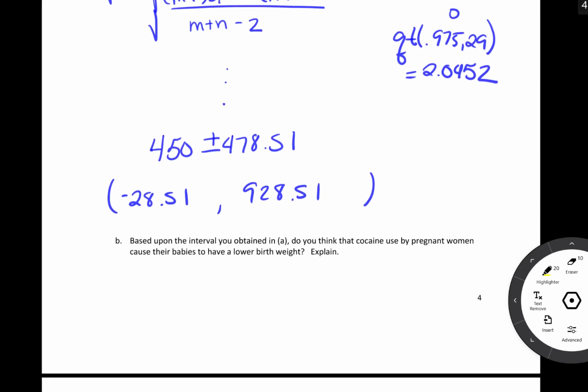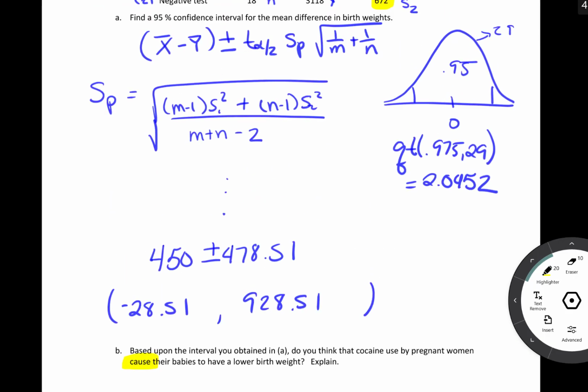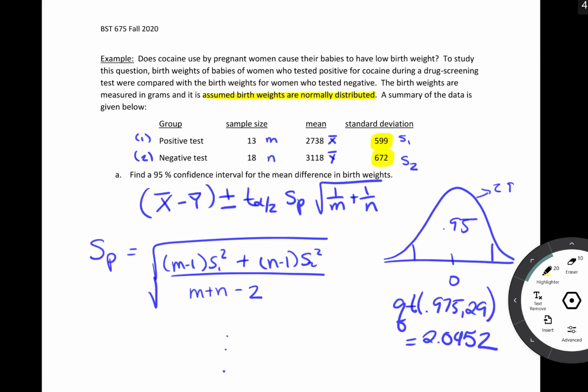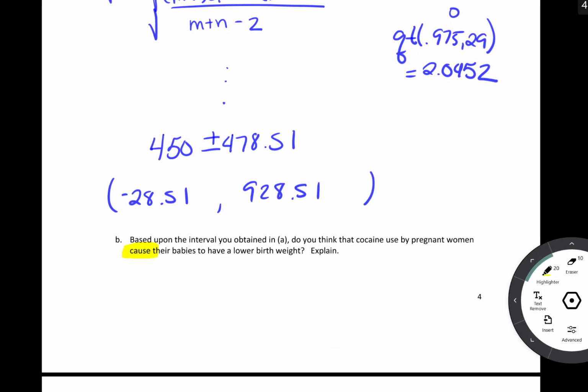The other thing to note here is the word cause. We always want to be careful anytime we're trying to prove causation. In order to prove causation, we are going to need a well thought out experiment. We need to make sure that we account for confounders. There's a lot of things that go into actually proving causation. So not only does our confidence interval suggest that it's possible there is no difference between the birth weights, in addition to that, we need to be careful about how that study was set up to ensure that we can actually say anything about causation at all.